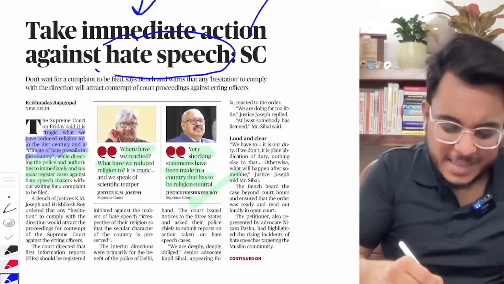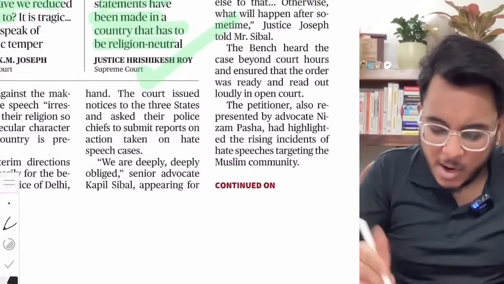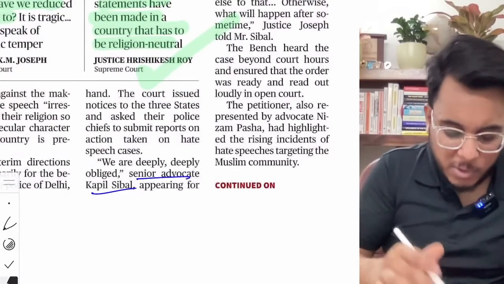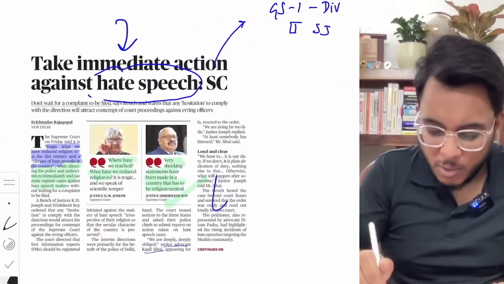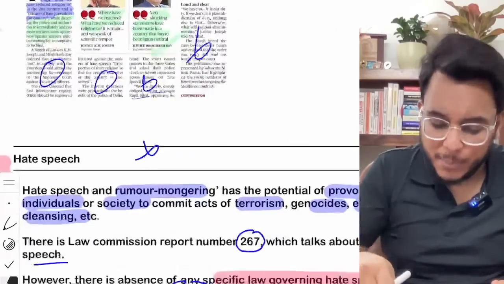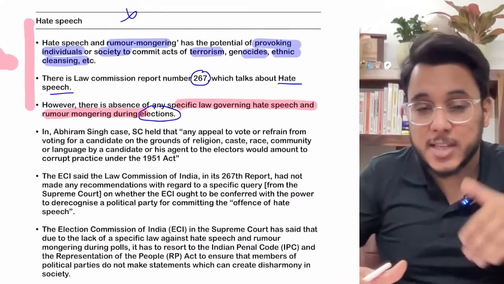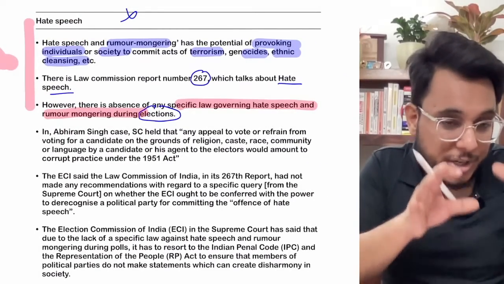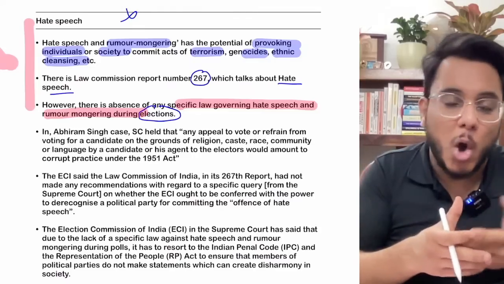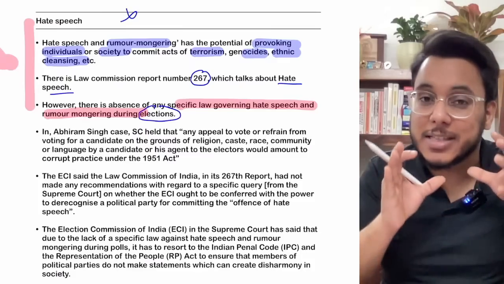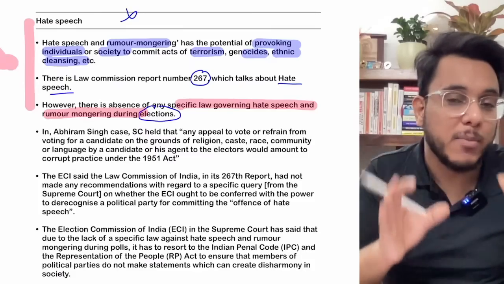Fine, so basically the directions have been given, and statements made by Kapil Sibal and such things have been mentioned. Apart from that, nothing is important. Now, coming back again to this article, even the Supreme Court had said that police should register the complaints. I want to talk a little bit more on one specific dimension of hate speech, that is, the hate speeches that are made during the time of elections.